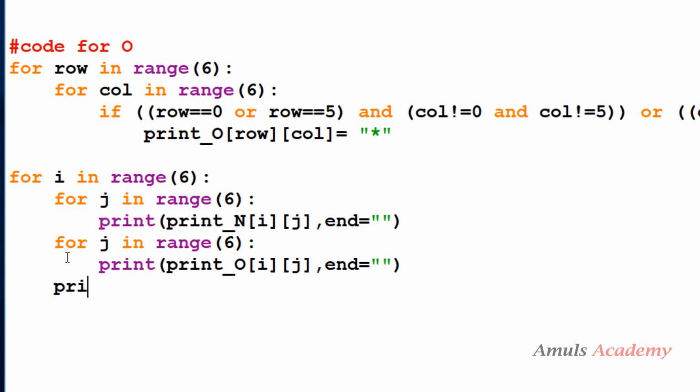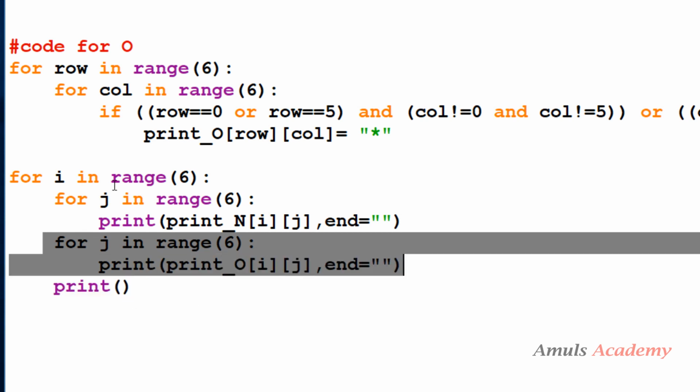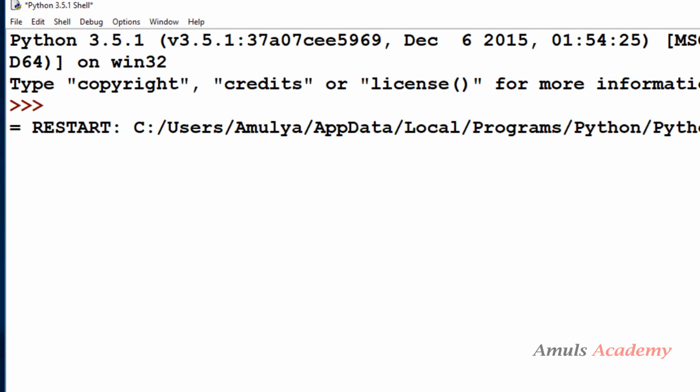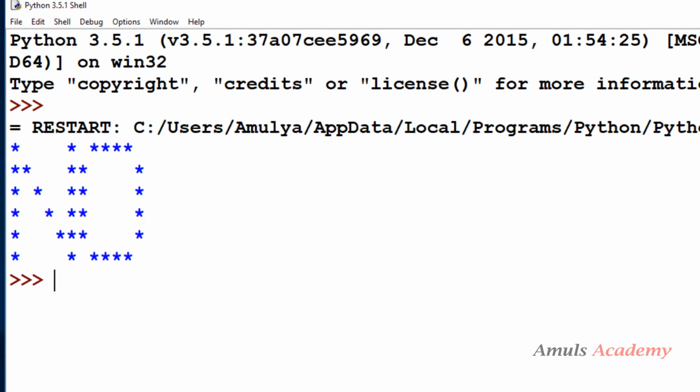Next here, print. This is for the new line. After each row, new line. It will print the print N nested list values, followed by this. After that it will go to the next row. So I'll show you the output. Okay, it will print N O.